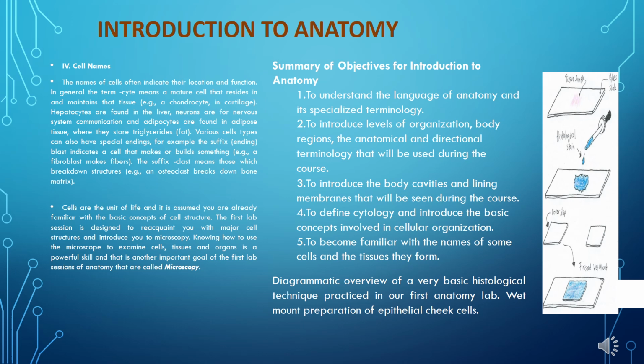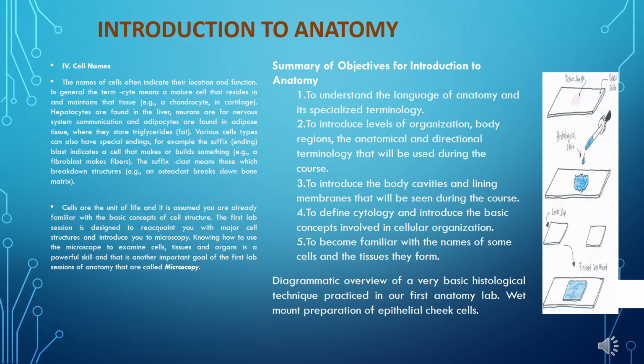Various cell types can also have special endings. For example, the suffix ending blast indicates a cell that makes or builds something, e.g., a fibroblast makes fibers. The suffix clast means those which break down structures, e.g., an osteoclast breaks down bone matrix.